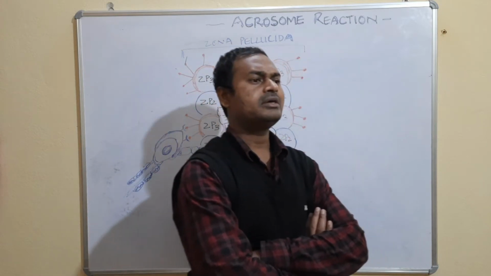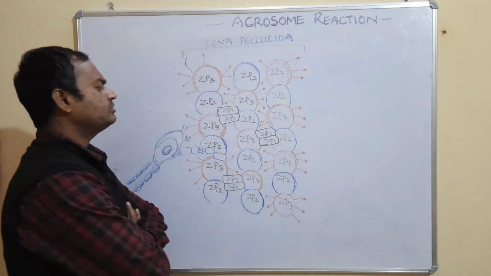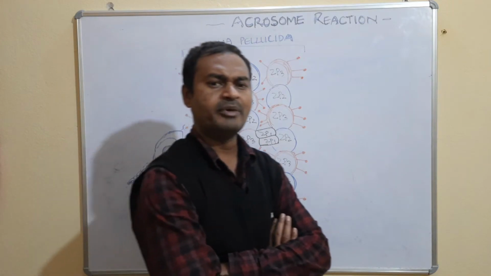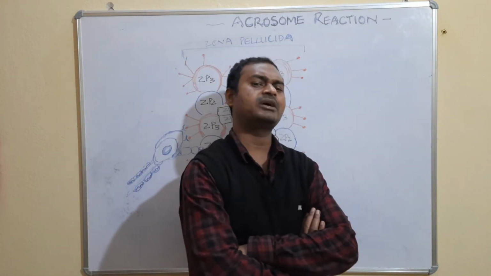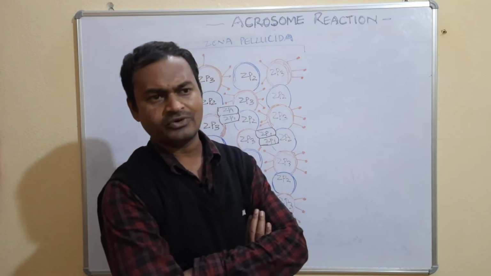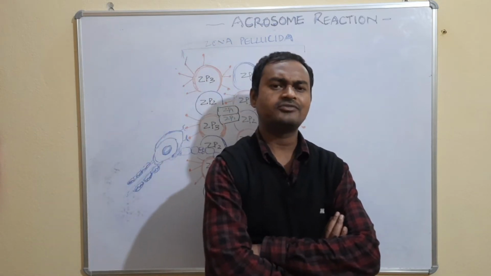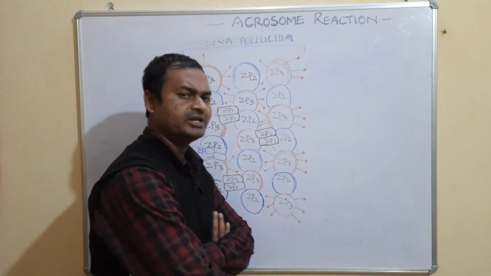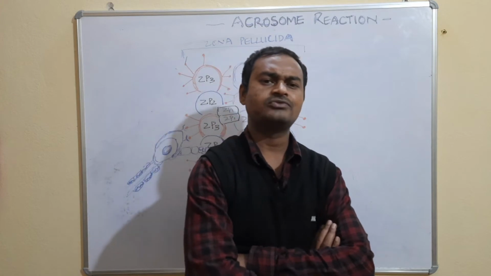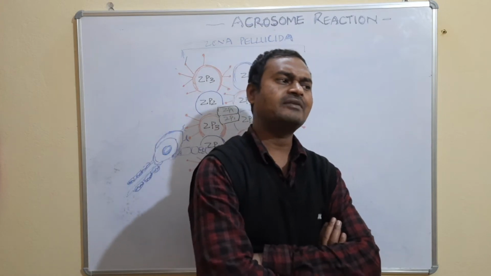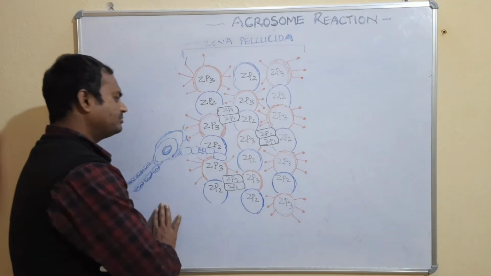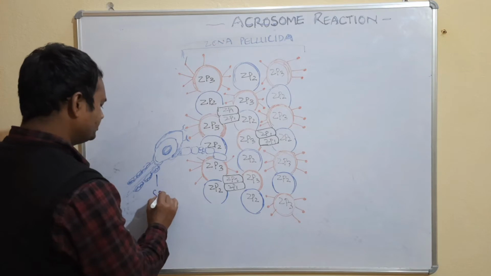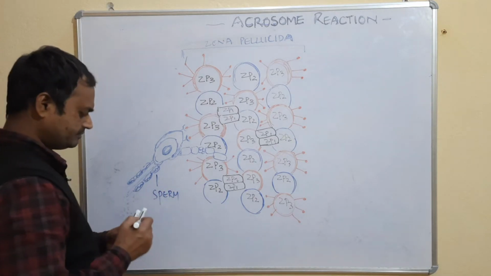If you can see the figure here, in the case of the human being there are four types of zona pellucida: zona pellucida 1, 2, 3 and 4, and in rat it is of three types. Right now we have represented only three types, 1, 2 and 3. Here is a sperm head, so basically this is a sperm.